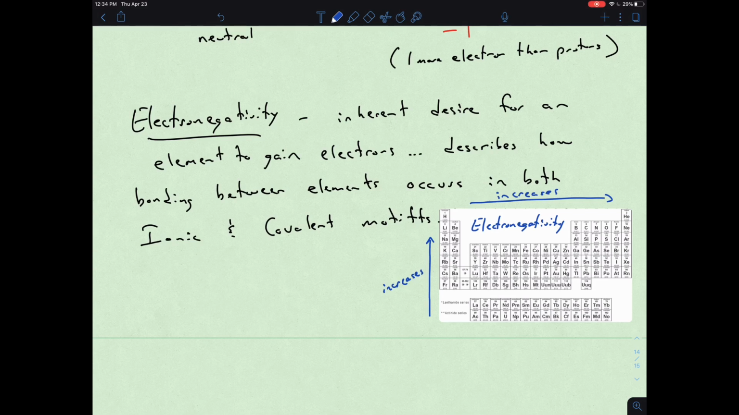So that explains why certain elements like to lose electrons or certain elements like to gain electrons. We find that elements in this general area, they like to lose electrons. They're not electronegative.